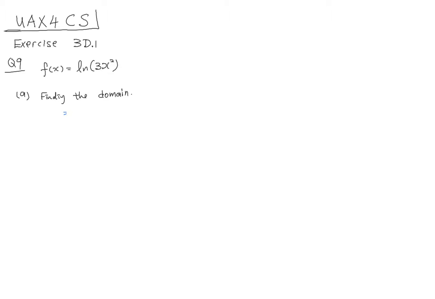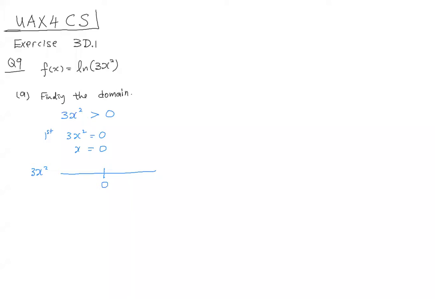So I have 3x squared greater than 0. So you have a quadratic inequality, correct? If you want to solve a quadratic inequality, what must you do? First, you must get 3x squared equal to 0 first. So x equals 0, correct? Then you have to draw the sign diagram for 3x squared. And this is a 0 here.